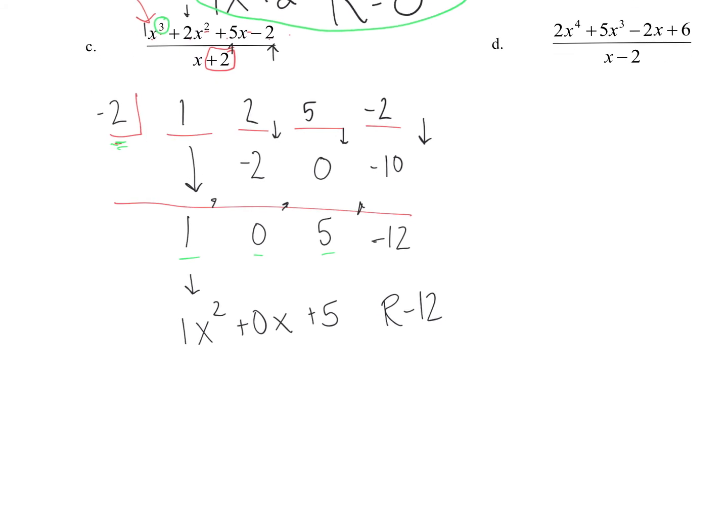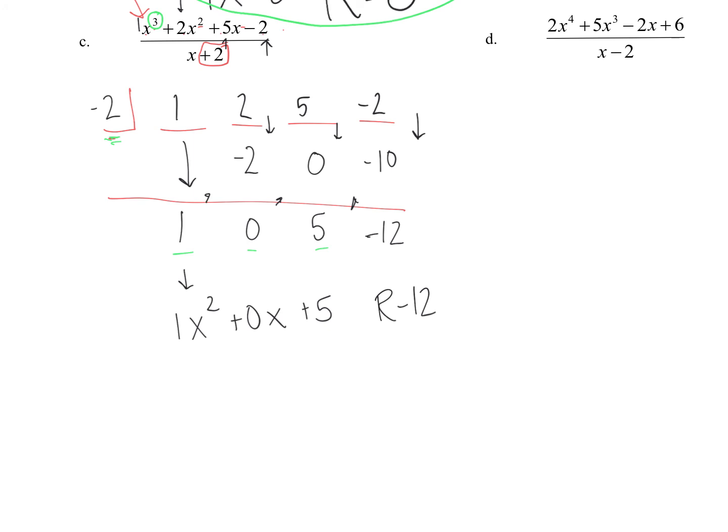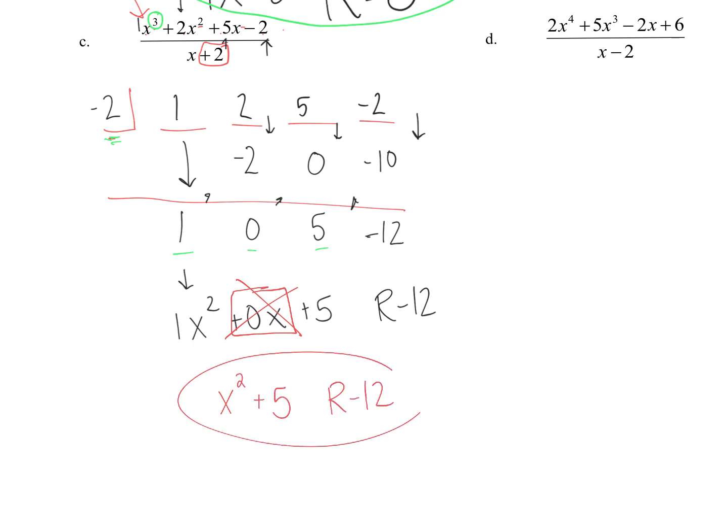Now, this is fine to write like this, but what I really want you to do is that if you ever have a 0x or a 0x squared or any term that is 0, we don't write it. So what would be left is just x squared plus 5 with a remainder of negative 12. It is okay to initially write it like this so you don't confuse yourself. I want you to write it like this first, and then once you see that it's a 0x, we can cancel it out and just write what's left.